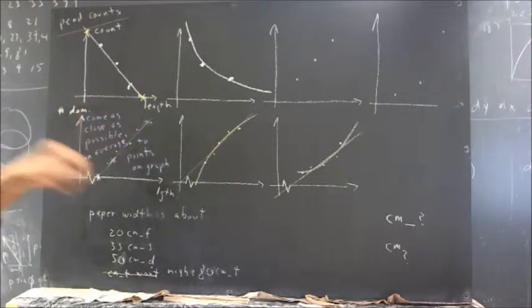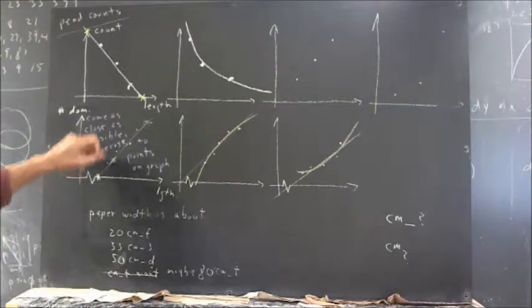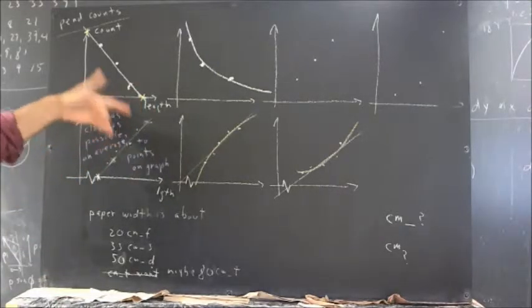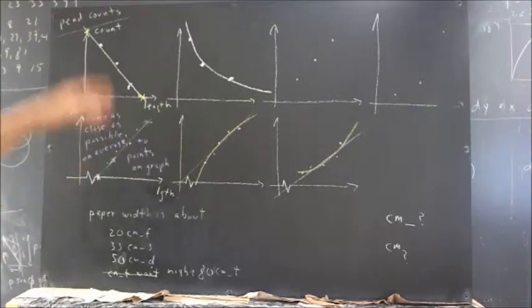Make the line as close as possible. And going through the first and last point is no way to do that. If you just go through the first and last point, you ignore the contribution of all the other points. That's no way to get a good graph.